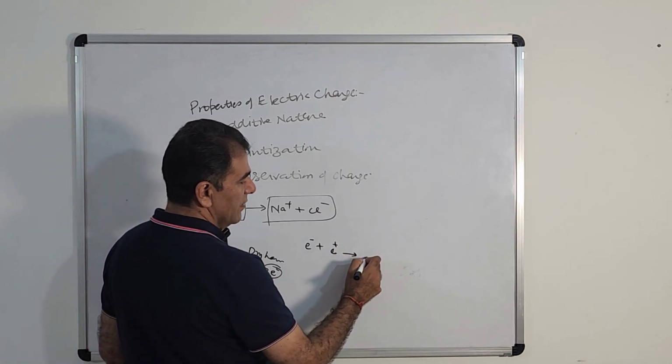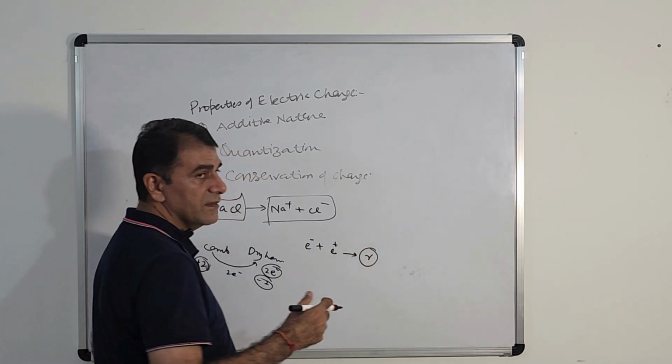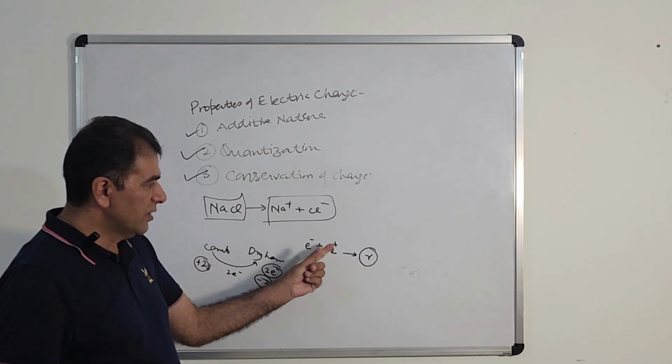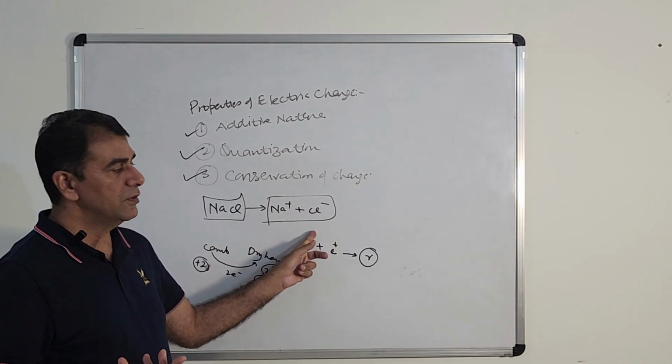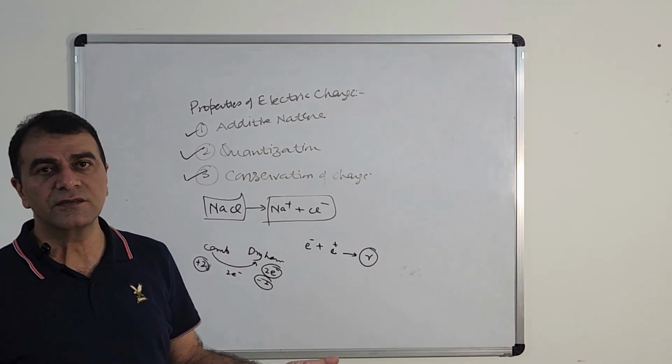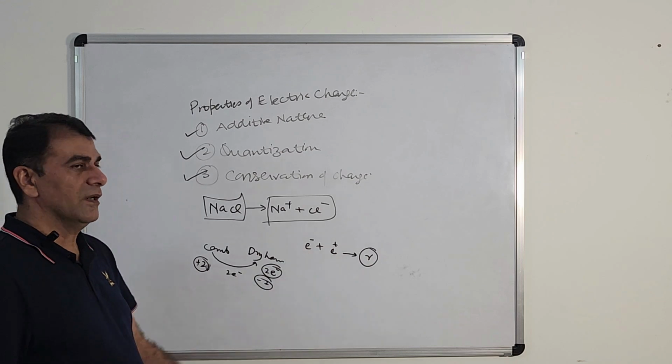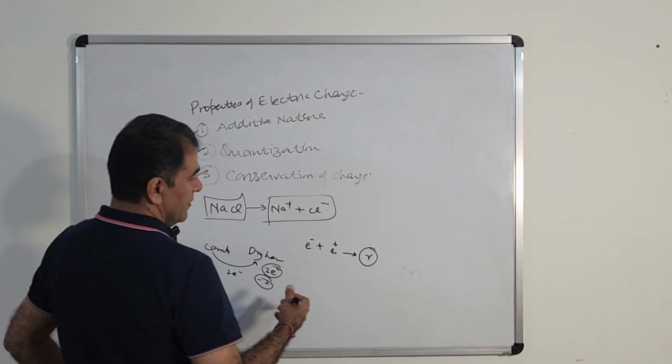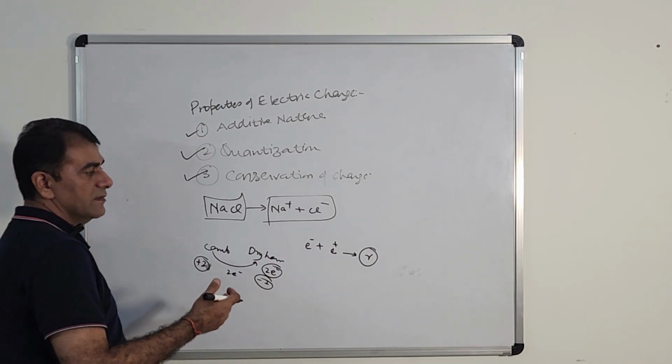When they combine, they give a gamma ray. A gamma ray has no charge. So before the reaction, plus and minus give 0, and the gamma ray has no charge, so 0, 0. So it means charge is conserved. This is one example.